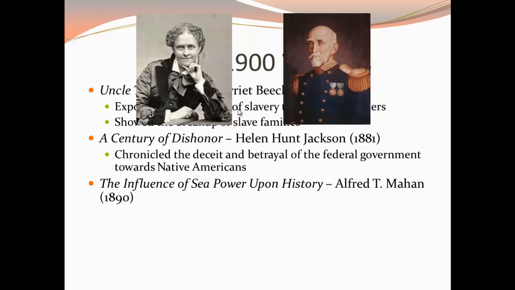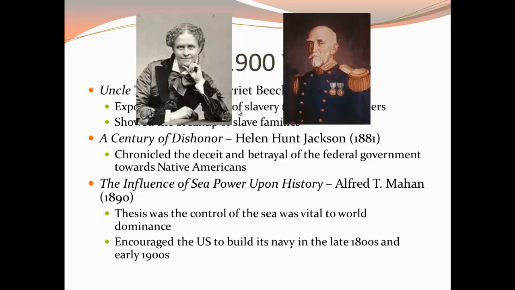In 1890, we have an admiral by the name of Alfred T. Mahan, an admiral in the Navy, and he wrote The Influence of Sea Power Upon History. He says that control of the sea was vital to world dominance. If you wanted to be a big, strong, powerful country, you had to have control of the sea. This encouraged the U.S. to build up its navy in the late 1800s and early 1900s, and that navy will come into play in 1898 with the Spanish-American War.